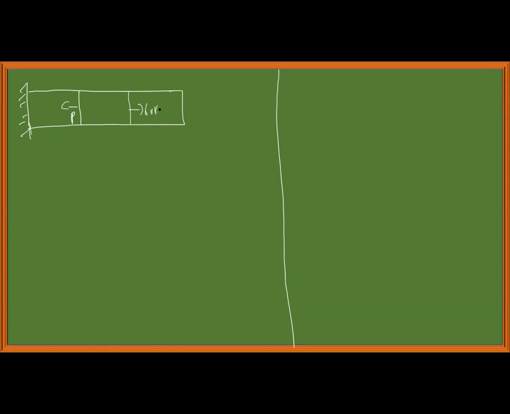P is 60 kilonewton, 40 kilonewton, with lengths 2000 mm, 1000 mm, 1000 mm. The first part, what I will do, I will take the section at this region. So I take section XX like this. I'll write only A, B, C, D.